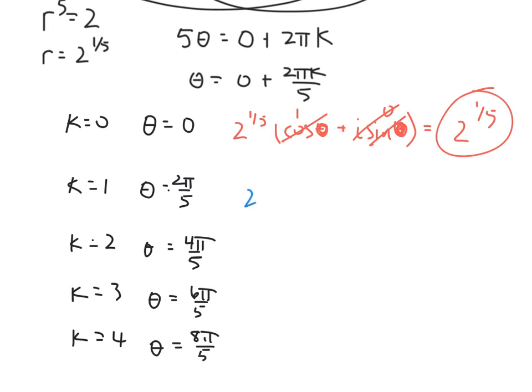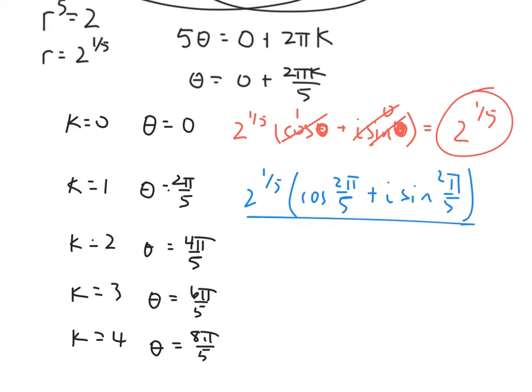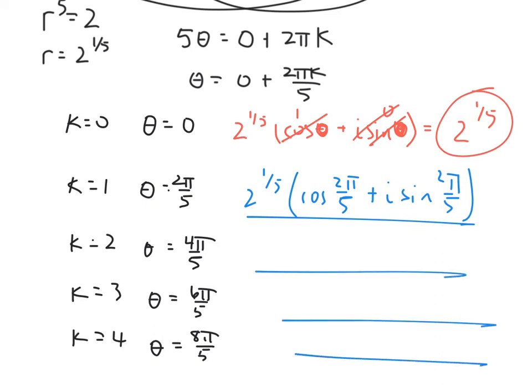The rest: 2 to the 1/5, cosine 2 pi over 5 plus i sine 2 pi over 5, and you write your answer like that. And you do the same thing for those. The only difference is you would write 4 pi over 5, 6 pi over 5, 8 pi over 5.